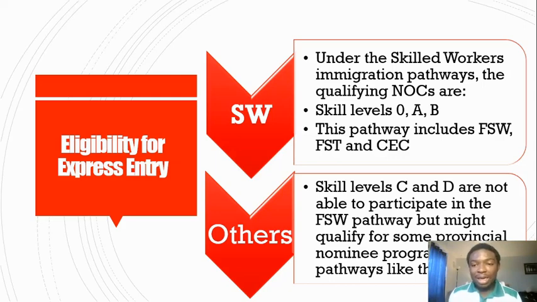However, if you're in C and D, you're not eligible, but you might qualify for some provincial nominee programs and also pathways like the AIPP. AIPP means Atlantic Immigration Pilot Program, right? It relates to the Atlantic regions like Nova Scotia, New Brunswick, and so on and so forth.